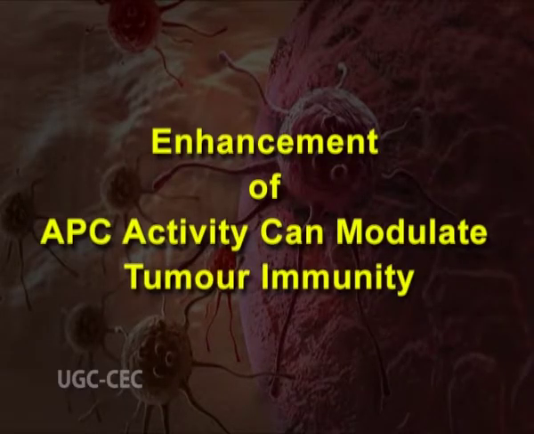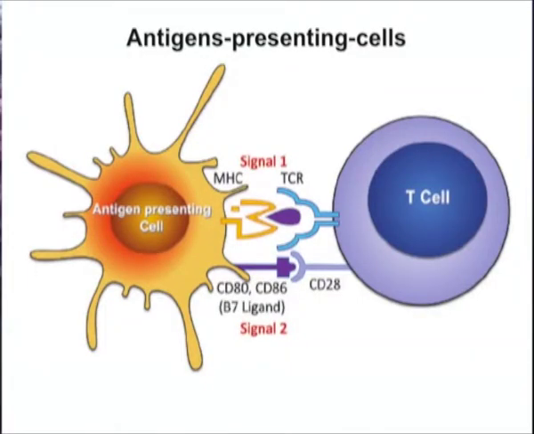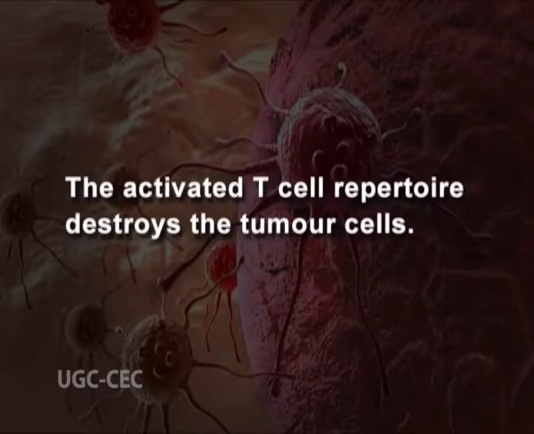Enhancement of antigen presenting cell activity can modulate tumor immunity. Antigen presenting cells can activate T helper cells and cytotoxic T cells against tumor antigens. Growth factors for activating the antigen presenting cells are transfected into the tumor cells and infused into the patient. The genetically engineered tumor cells enhance the differentiation and activity of antigen presenting cells. These antigen presenting cells further activate the T helper cells and cytotoxic T cells. The activated T cell repertoire destroys the tumor cells.